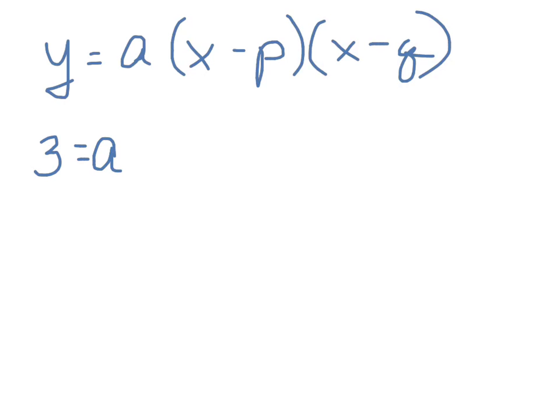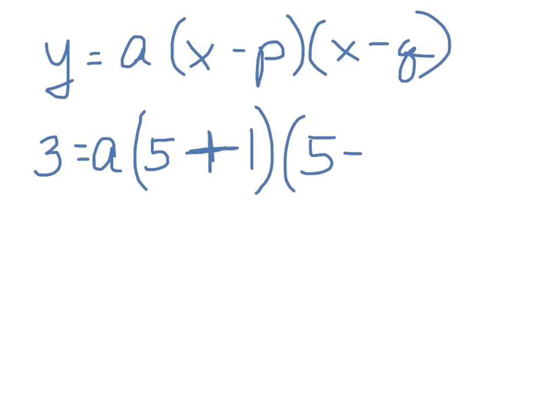I don't know a. What's the x coordinate of the point they give you? 5. Minus, what's the first intercept? -1. So 2 negatives will make that a positive. Okay. The 5 comes back for seconds. And what's the q? 7. What is 5 plus 1? 6.